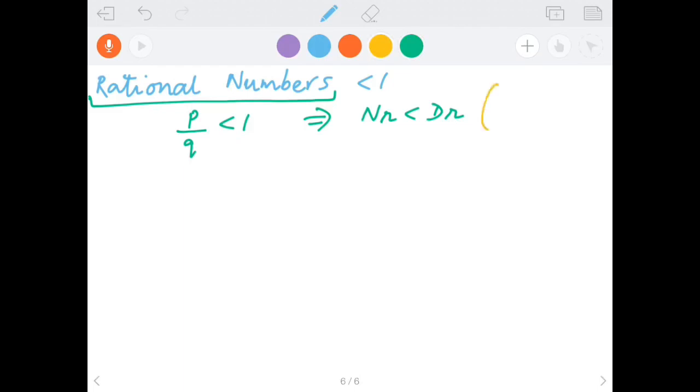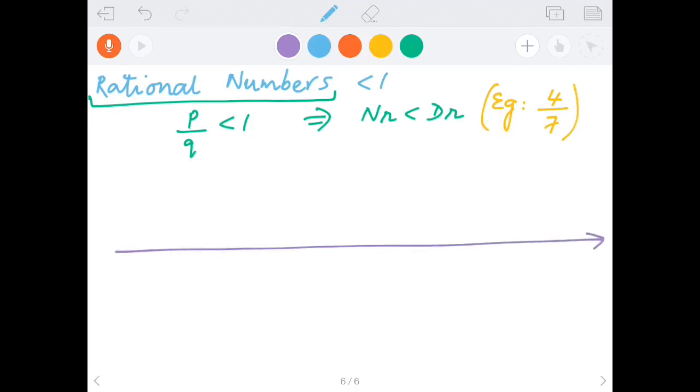Now let us figure out how we could represent something like this. An example of such a case would be 4 by 7, and if you notice, 4 is less than 7. Let's take this. So what I now have is a number line, and I've put 0 on one side and 1 on the other side, because if it is less than 1, it should always lie between 0 and 1. Let us see how we can work this out.